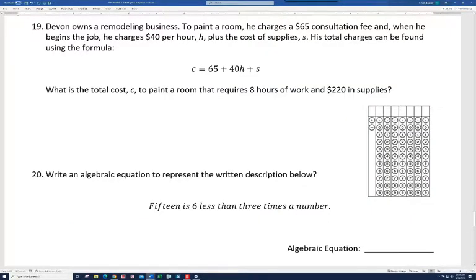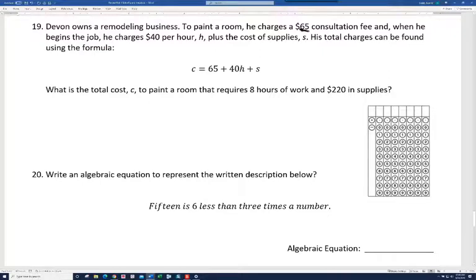Okay, so on number 19, it says Devin owns a remodeling business. To paint a room, he charges a $65 consultation fee. When he begins the job, he charges $40 per hour. We're calling our hours H, plus the cost of supplies S.